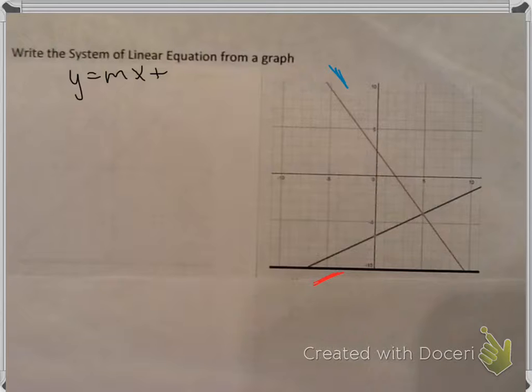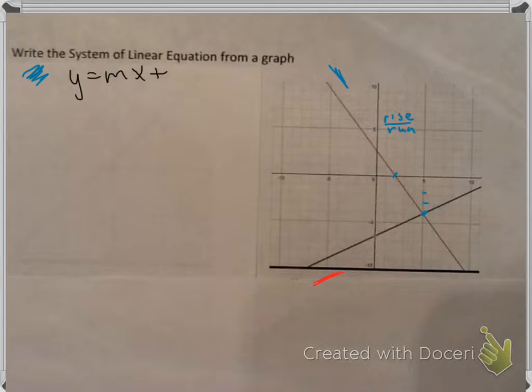Alright, so let's work on the blue line first. I'm going to enlarge this a little bit so you can see it. You can see clearly that it's not crossing the y-intercept exactly on a whole number. So we're going to find where it is, and it looks like it's crossing here on the x-axis. So we're going to find rise over run. That'll be our slope.